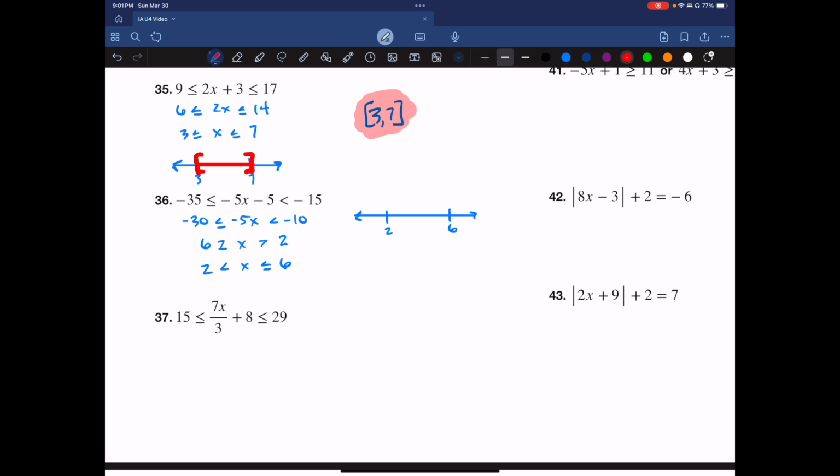And because 2 is, there's no bar under there, it's going to be a parentheses. And then for 6, it's going to be a bracket and then shade in between. Okay. And so that's going to be 2 comma 6, parentheses on 2, bracket on 6.